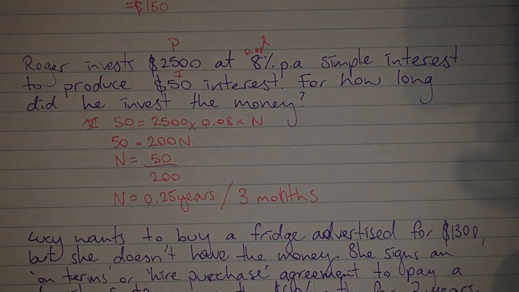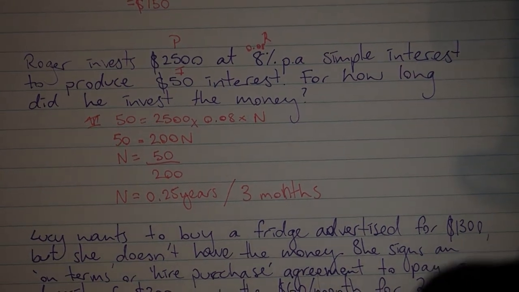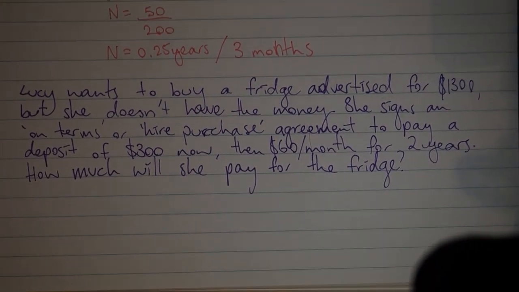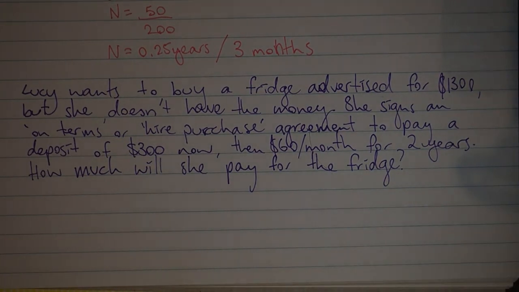So look, it's not incorrect if you say 0.25 years, but hey, let's use the language that we use in everyday life. Keep it straightforward. Okay. Another example I want to show you is what's called buying on terms or a hire purchase agreement. So this is where you might buy an item from a shop and pay a deposit, and then you have a fixed amount that you pay per month or per week over a certain period of time. So in real life, this is how cars are generally bought on finance.